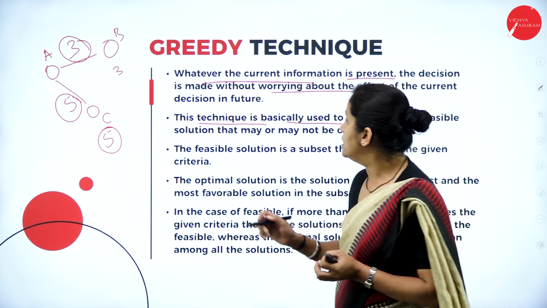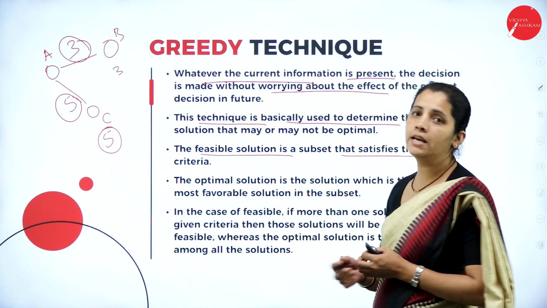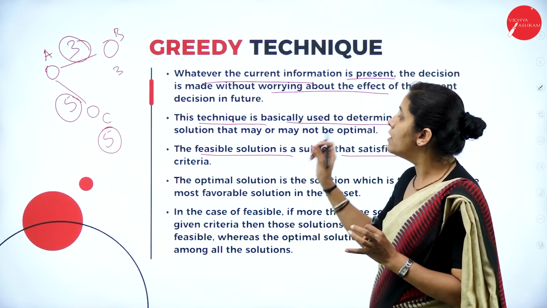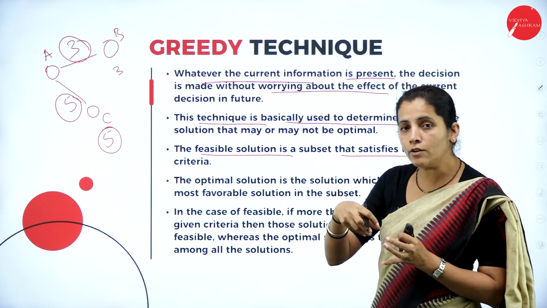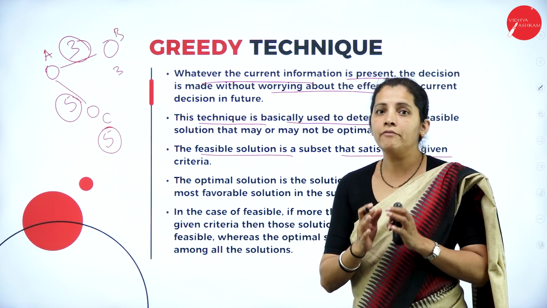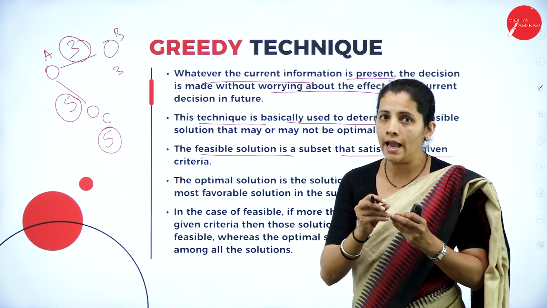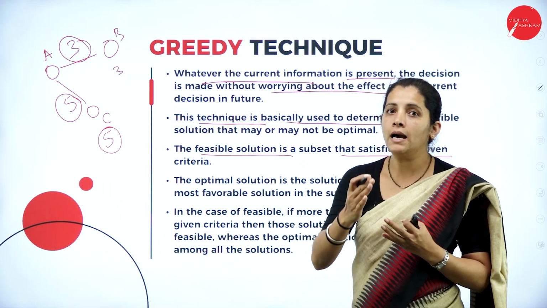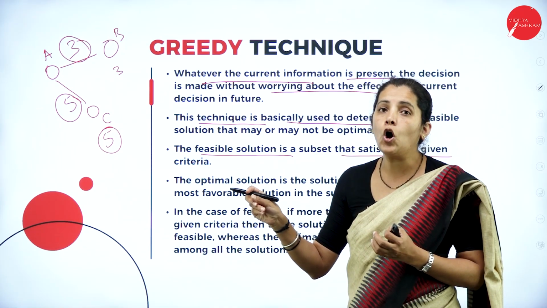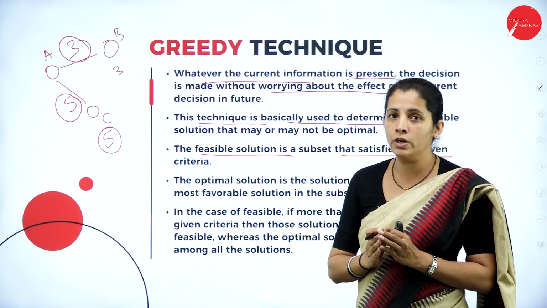So dear student, this feasible solution is a subset that satisfies the given criteria. So I have certain criteria, then the feasible solution must be a subset of that criteria. For example, if I have 80% marks and I choose engineering, then in engineering, if I go with masters, then if I do the PhD, when I reach PhD, that is the optimal solution. I must have an exact aim of where to reach.